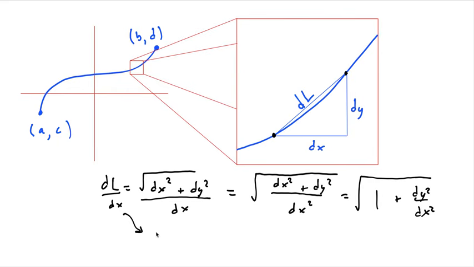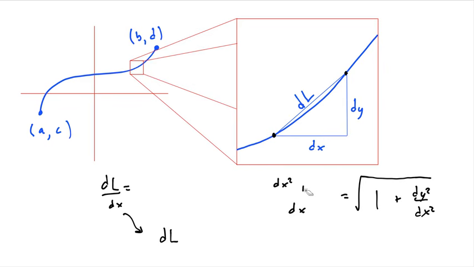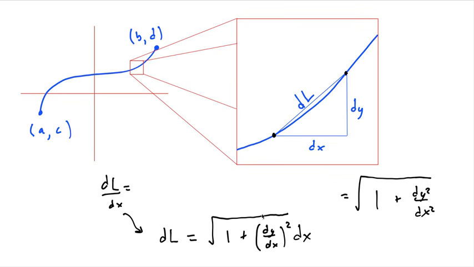If we solve this for dl, eliminating the middle steps here, dl over dx equals this square root. So multiply both sides by dx to solve for dl. We have dl equals the square root of 1 plus dy over dx squared, times dx. Now, this is hand-wavy. We didn't really work through this rigorously, but this at least should give us an intuitive idea of where this formula comes from.